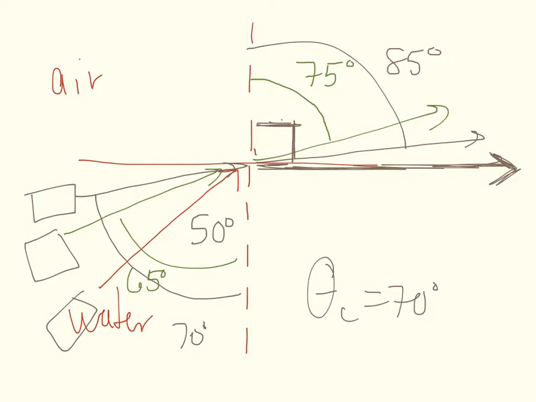Now, what if I exceeded 70 degrees? You did this in the lab. When the angle got greater than the critical angle, instead of the refracted ray being along the surface, what ended up happening? What ended up happening?